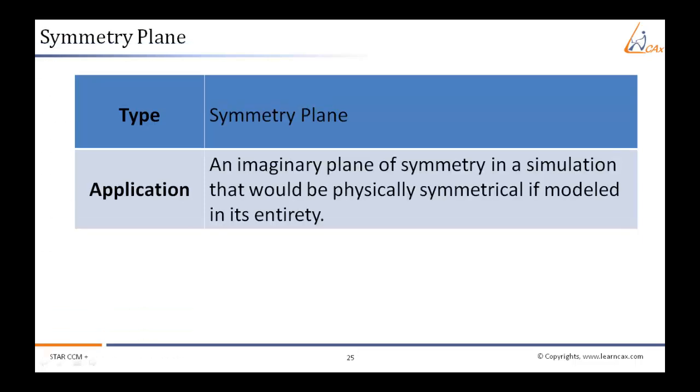A symmetry plane boundary represents an imaginary plane of symmetry in the simulation. The solution that is obtained with a symmetry plane boundary is identical to the solution that would be obtained by mirroring the mesh about the symmetry plane in half the resulting domain. It is used as an imaginary plane of symmetry in a simulation that would be physically symmetrical if modeled in its entirety.